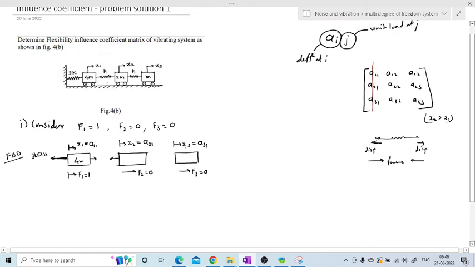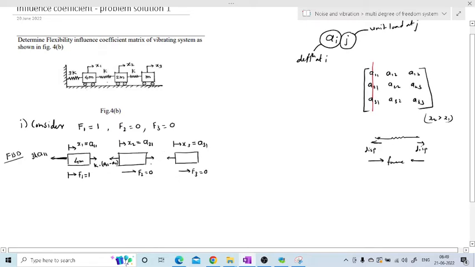Similarly, if I consider x3 is greater than x2, again this spring will be elongated, so forces will be in the opposite direction. Now what is the spring force? Spring force is nothing but Kx. So K into, what is the X? X is, just check, x2 minus x1. So here we will have to write A21 minus A11. So K times (A21 minus A11).